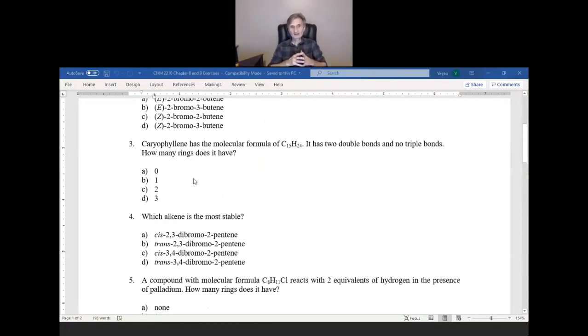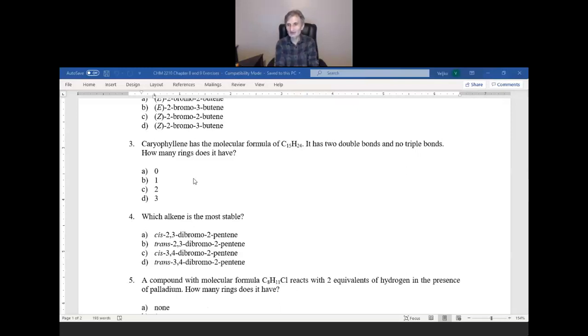Question number 3. Periophylline has the molecular formula of C15H24. It has 2 double bonds and no triple bonds. How many rings does it have? So pen and paper and do the calculation. The calculation is not that difficult. So the number of degrees of unsaturation: 2n plus 2, where n is the number of carbons. So 2 times 15 plus 2, that's 32. Minus the number of hydrogens and halogens. The number of hydrogens is 24. So 32 minus 24, that's 8. Divided by 2, that's 4. That means there are 4 degrees of unsaturation.